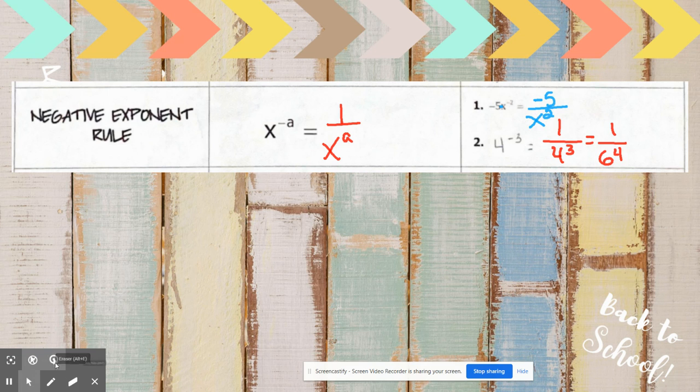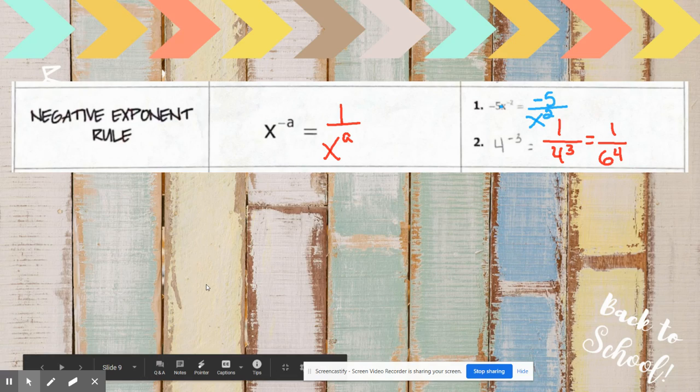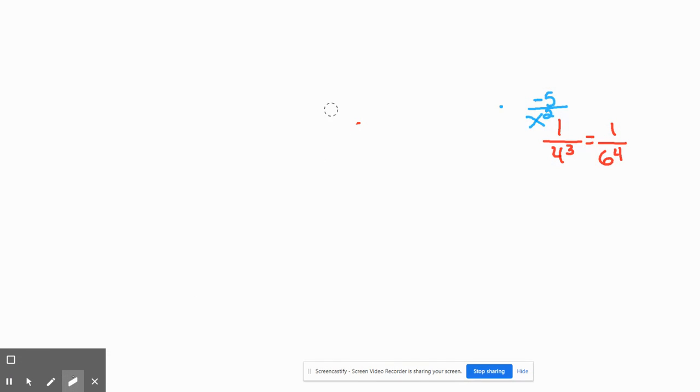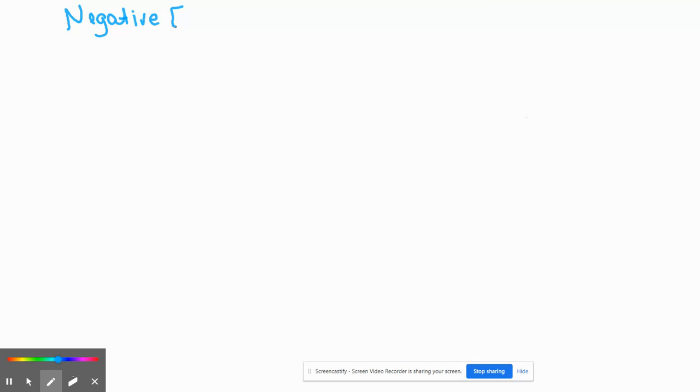Okay, so again, I would like you to flip your paper onto the back, please. Okay, and you already have 0 exponent labeled on there, and you have a few examples. Please label part of your paper as negative exponent. All right, so negative exponent here.